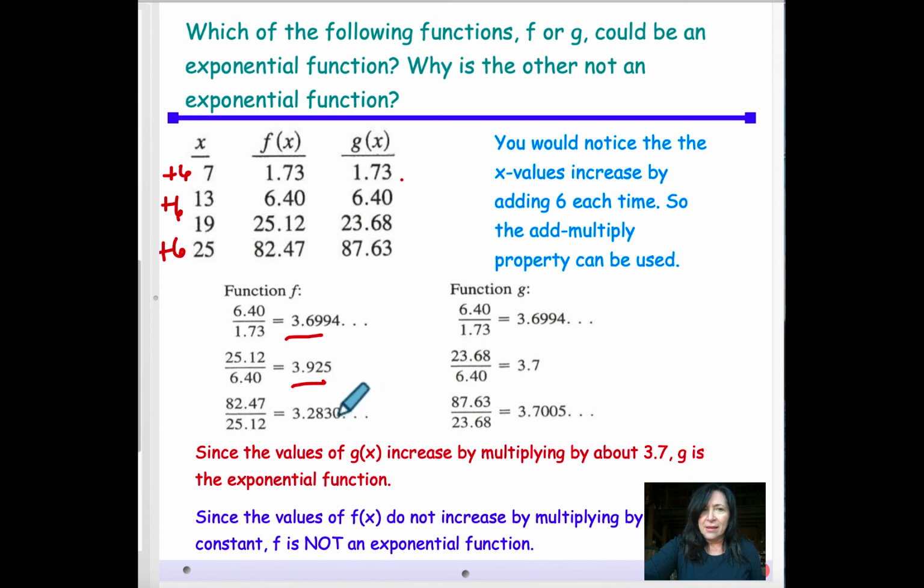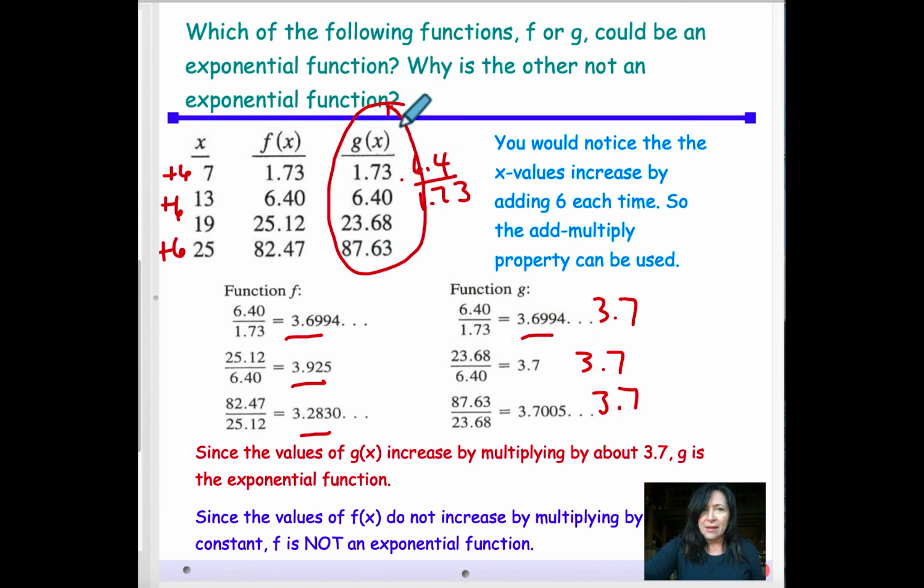So what's happening here, 8.2 divided by 225, each time you do this, these are a different value. These are pretty far off. Whereas on the right-hand side, when we took 6.4 and divided by 1.73, we got 3.67, 3.69, so that's about 3.7. Each time we got 3.7. So what that means is that this one is exponential, whereas this one is not exponential, and this could be something else. Only g of x is exponential.